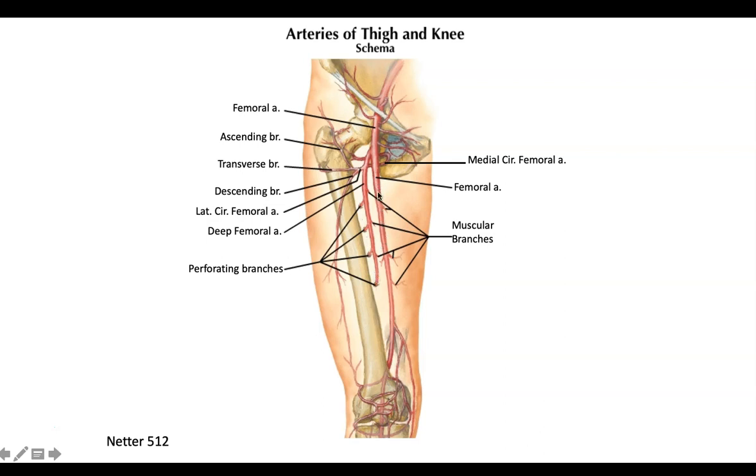I mentioned that the femoral artery ends by passing through the adductor hiatus, and then it continues on the posterior aspect of the knee, in the popliteal fossa, and continues as the popliteal artery.